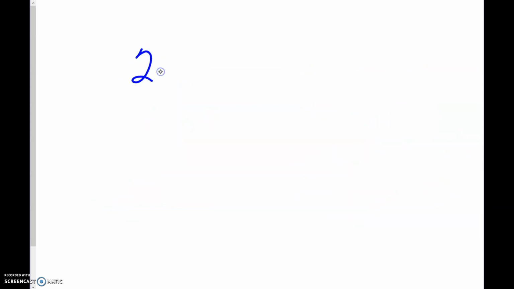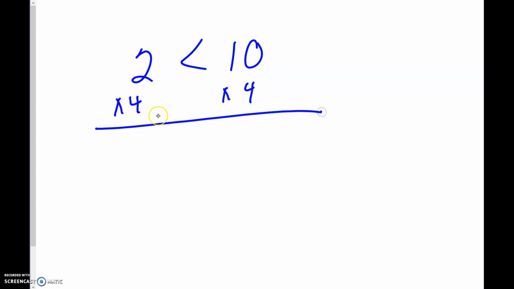I think you guys all agree that 2 is smaller than 10. Okay? So what I'm going to do right now is I'm going to multiply by 4. And if I multiply by 4, I get 8 is less than 40. Well, that's still a true statement. 8 is less than 40. Okay, but now let's do what I just said.